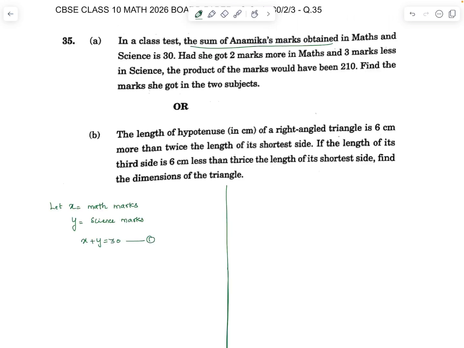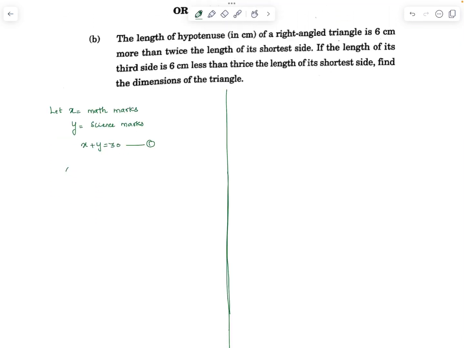The next sentence says, had she got 2 marks more in math, that is x plus 2, and 3 marks less in science, that is y minus 3, the product of the marks would have been 210. That is (x plus 2) times (y minus 3) is equal to 210.